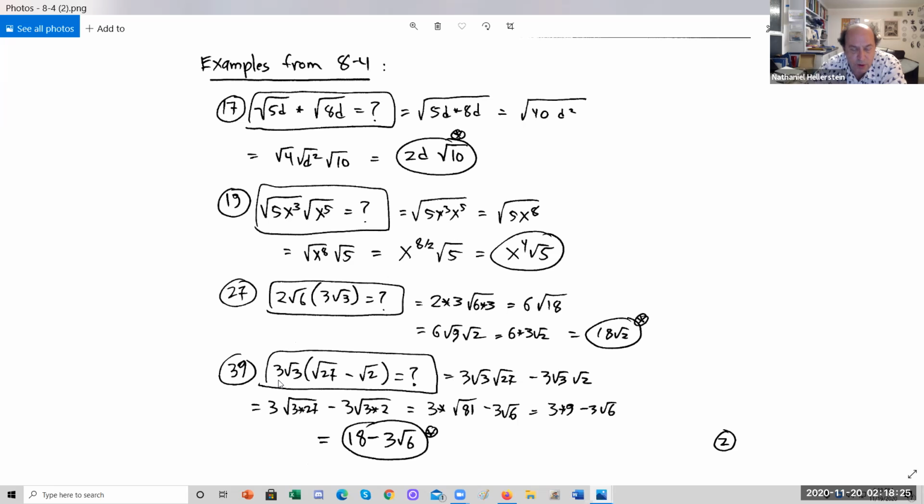Here we have 3 root 3 times the quantity root 27 minus root 2. What's that? Well, we distribute 3 root 3 over both terms. So 3 root 3 root 27 minus 3 root 3 root 2. Now root 3 root 27 multiplies out to the root of 3 times 27, which is root 81. So this becomes 3 root 81. Root 3 root 2 is the root of 3 times 2, so this becomes 3 root 6. Now root 81, well, 81 is 9 squared, so root 81 is 9. So 3 times 9 minus 3 root 6, or 18 minus 3 root 6.